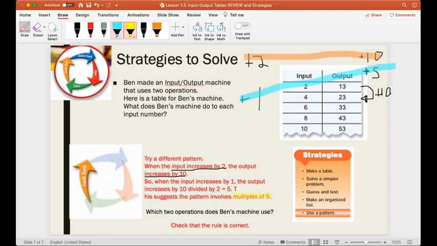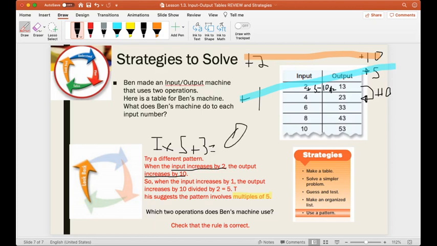So maybe our pattern is going to be input multiplied by 5, and then we have to do something. So 2 multiplied by 5 is going to equal 10. We're not there yet. We add 3, and that's going to equal 13. So we know that we have to add 3, and that's going to equal your output.